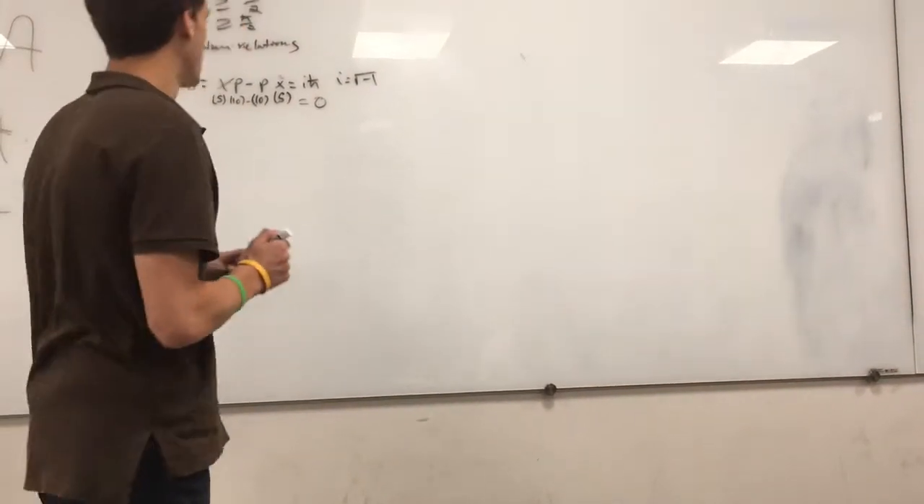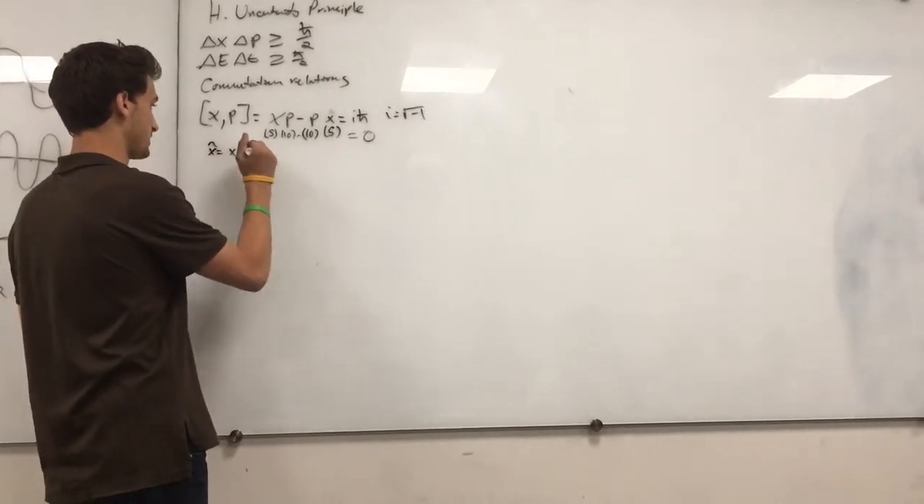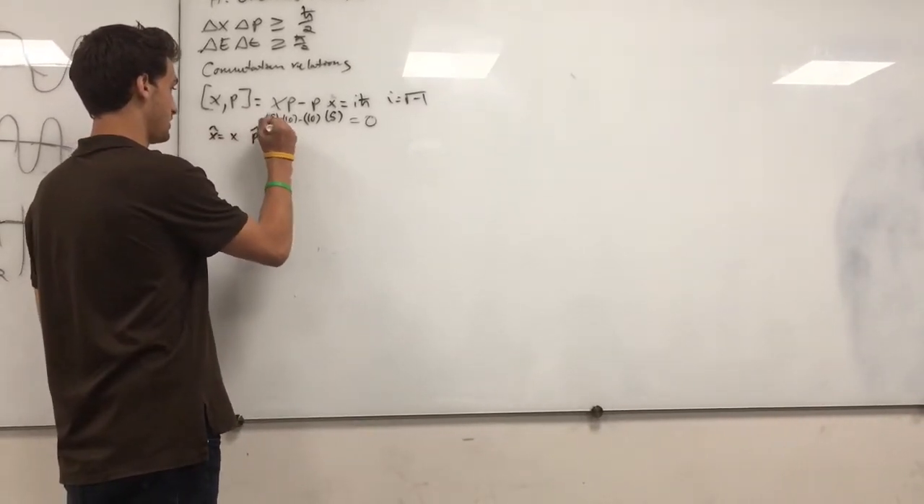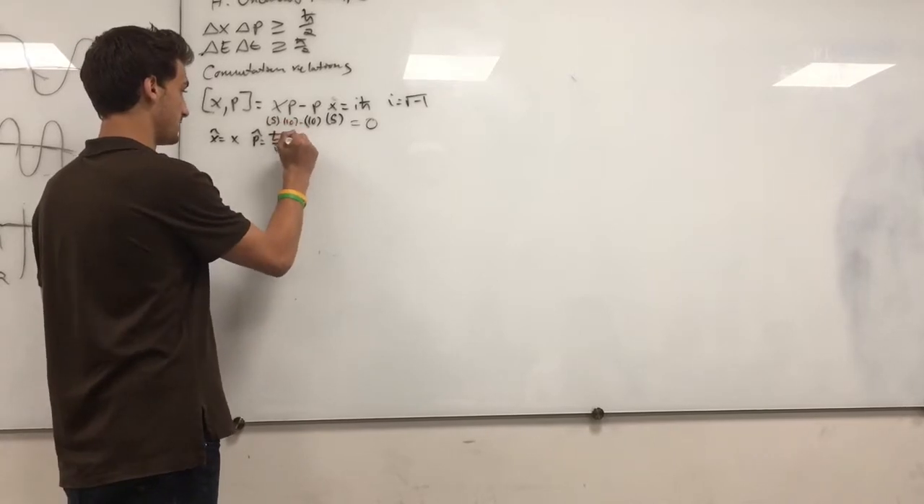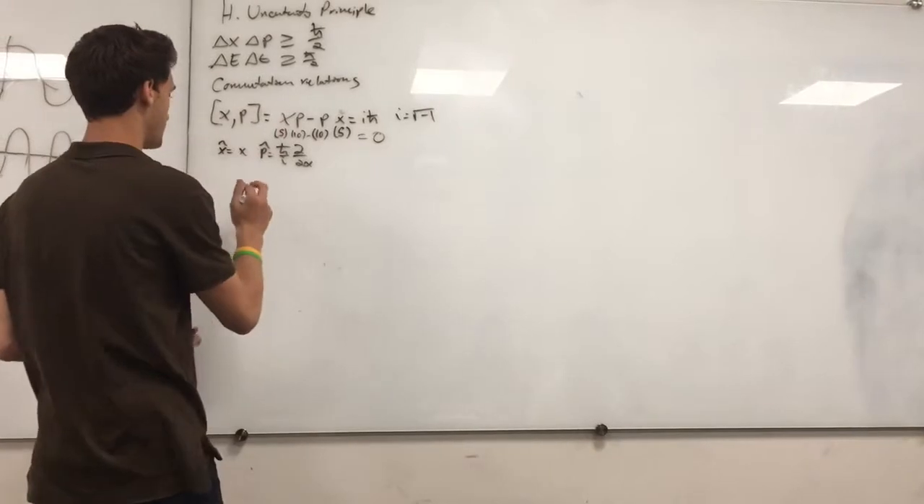Okay, so here we can define x as just x, and we can define p as h bar over i, d by dx. Okay. Now let's say we have a function, we have a state.